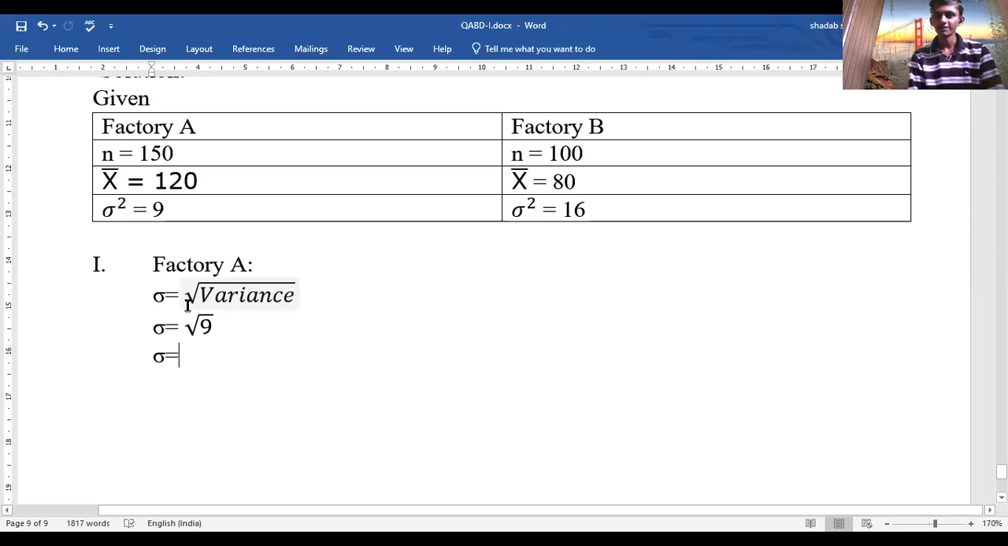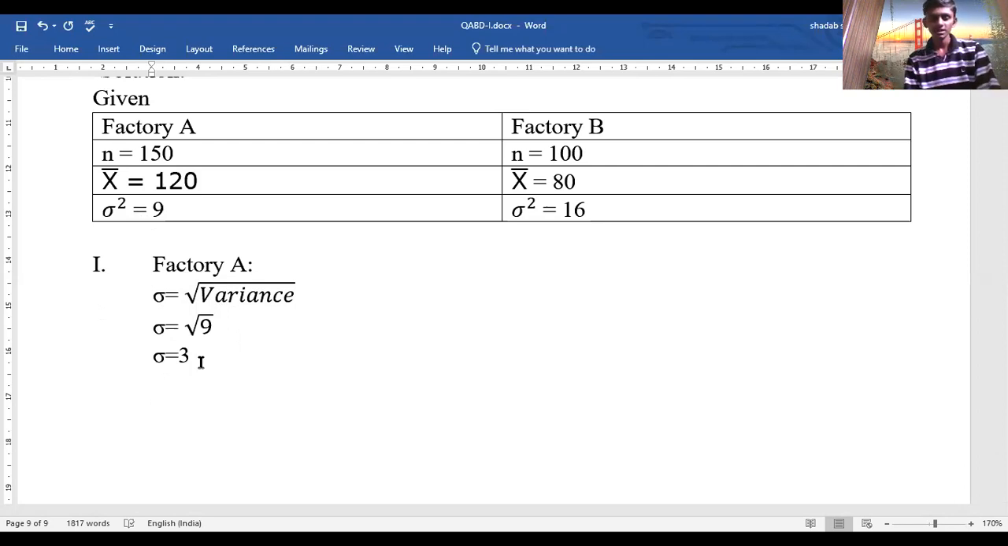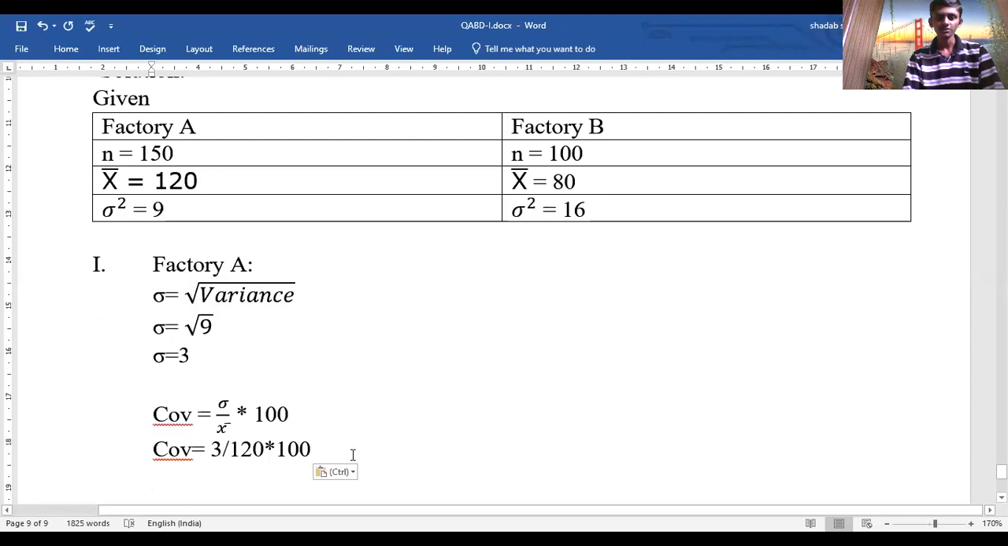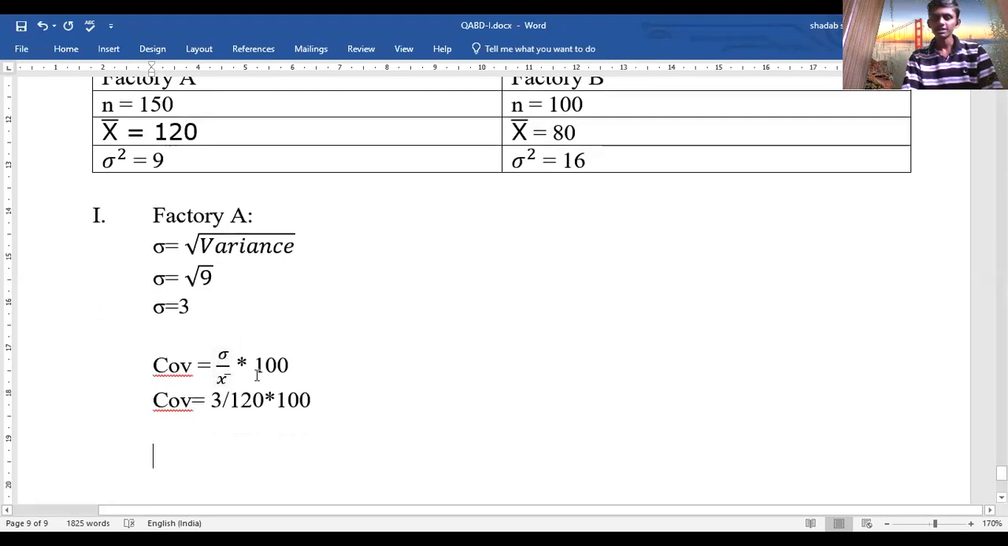Now here I have written standard deviation equals square root of variance. The value they have given is 9, square root of 9, so standard deviation equals 3. Now we know the standard deviation and the mean, so we have to find the coefficient of variance, which equals standard deviation divided by mean into 100. Coefficient of variance equals 3 divided by 120, that is mean, into 100.